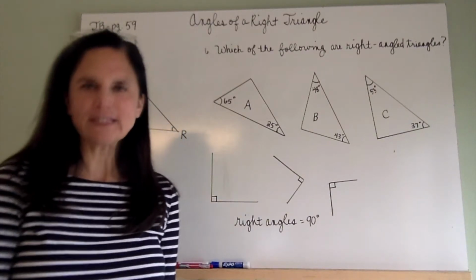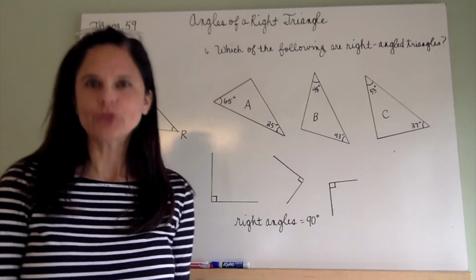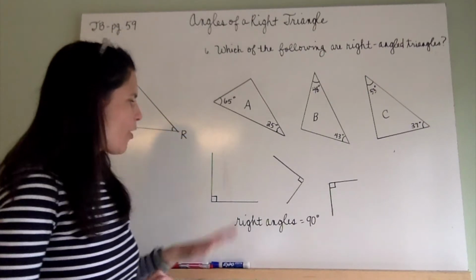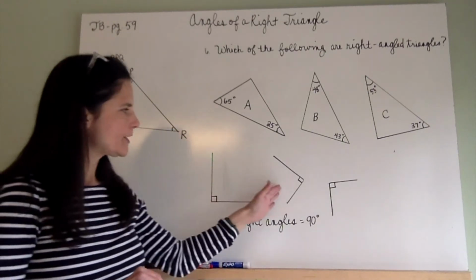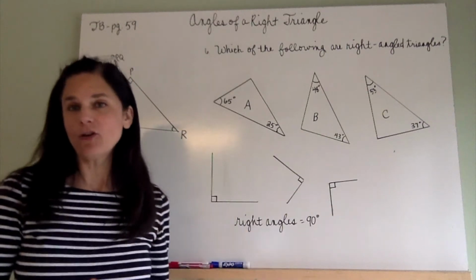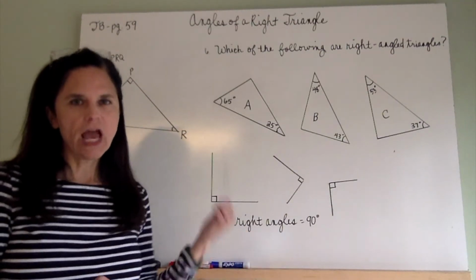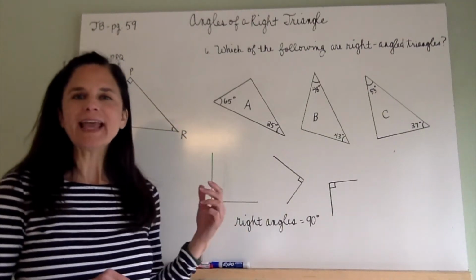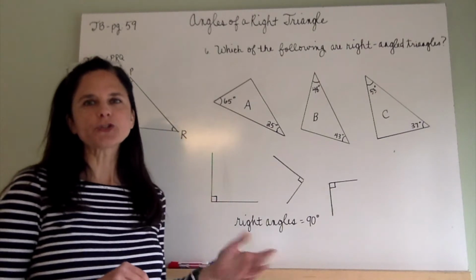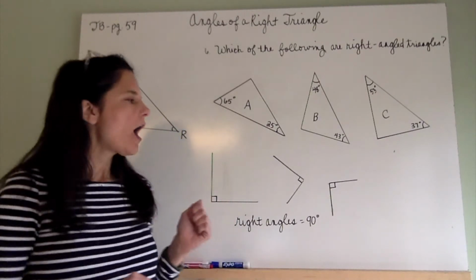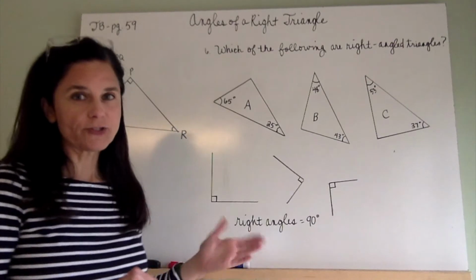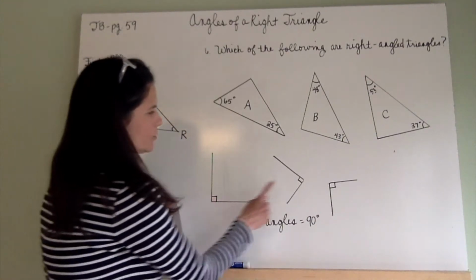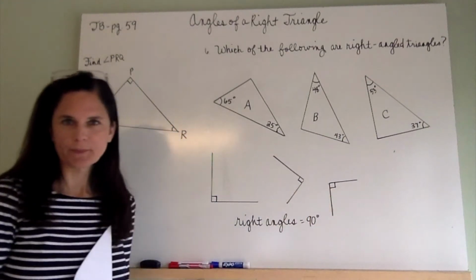We are going to be investigating right-angled triangles. Now on my board here I have 3 examples of angles that are right angles. And remember, if we can't use a protractor to measure an angle, we would know that an angle is a right angle because of the little square in the corner.